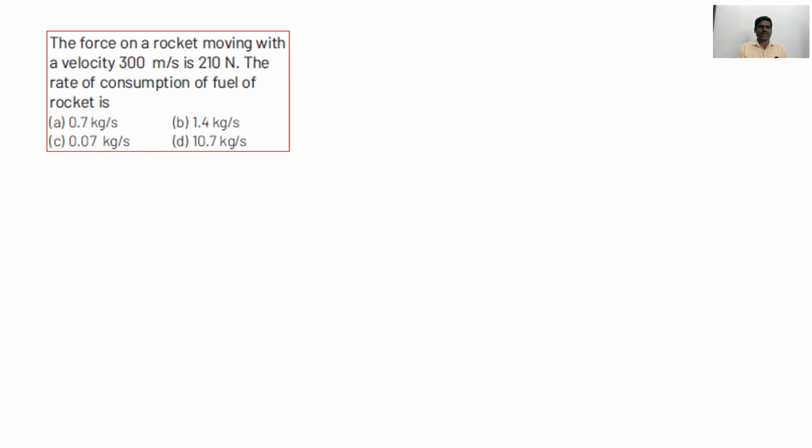The force on a rocket moving with a velocity 300 meter per second is 210 Newton. The rate of consumption of fuel of the rocket is dash. Option A 0.7 kilogram per second. Option B 1.4 kilogram per second. Option C 0.07 kilogram per second. Last option 10.7 kilogram per second. Correct option is A, 0.7 kilogram per second.